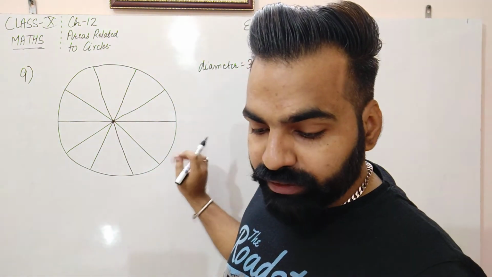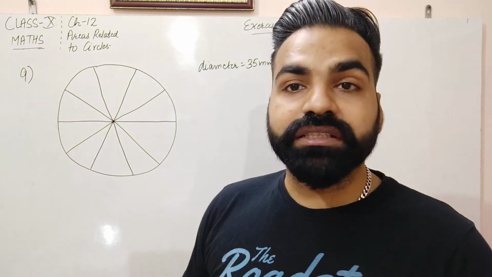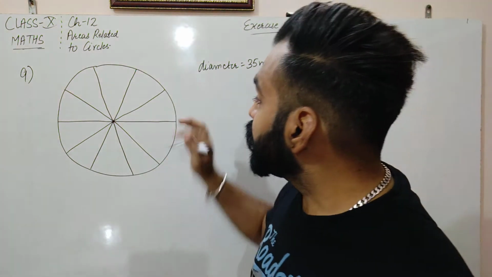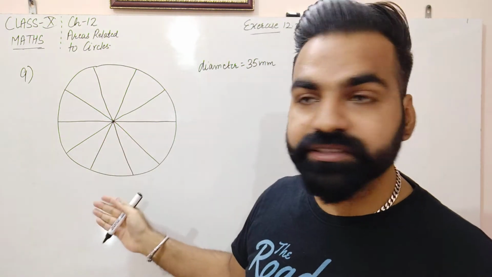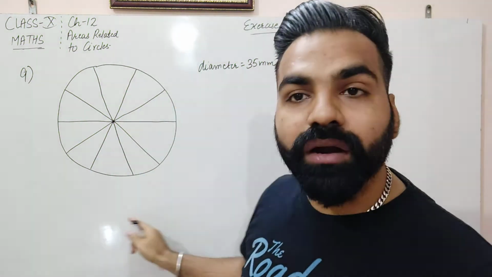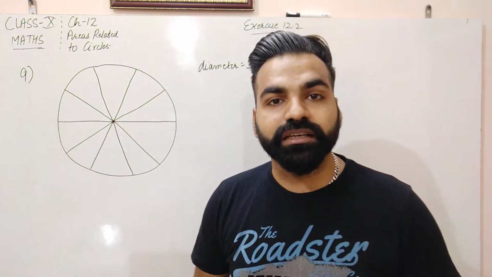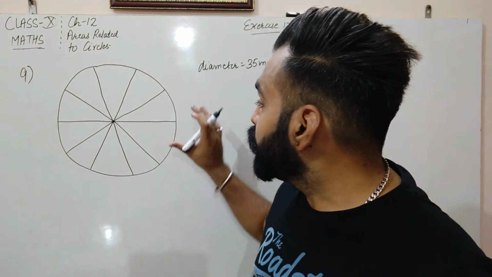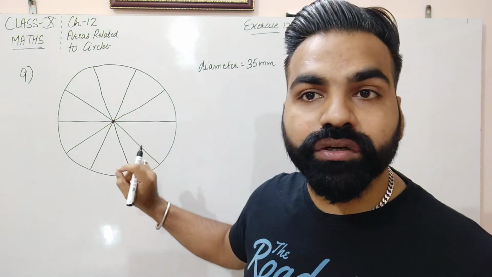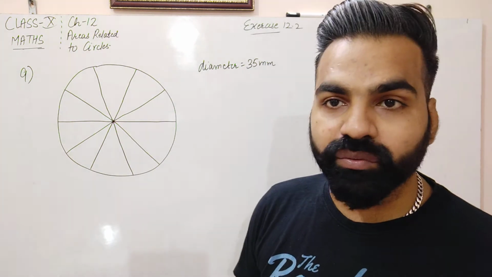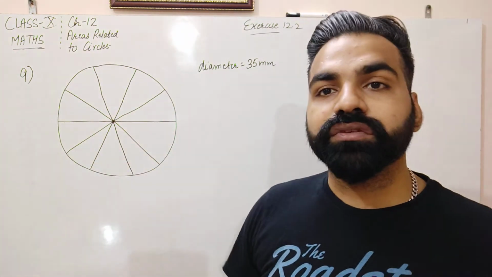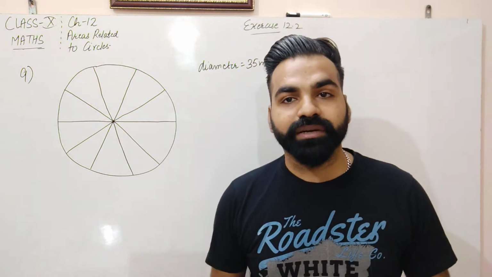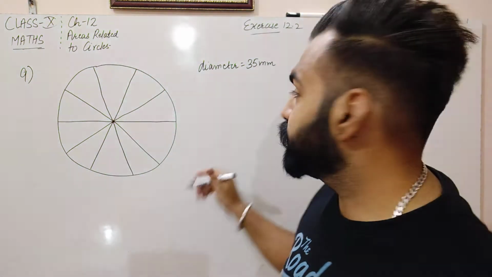So we have to tell the total length of the silver wire required. Here there are total 5 diameters on which the silver wiring is to be done, and along the boundary of the circle, that means the circumference of the circle. So wire will be used for 5 diameters and the circumference, so we will add the length of the 5 diameters and the circumference of the circle.